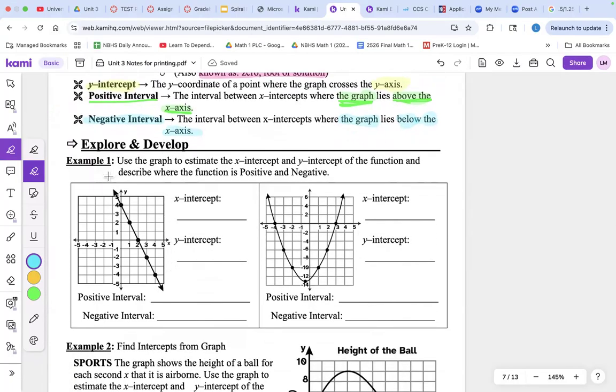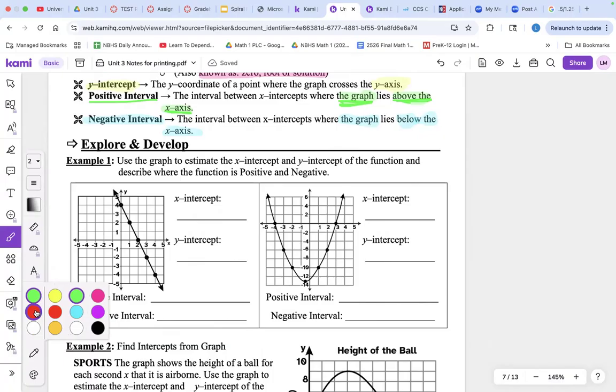All right, let's look at the graph. It says use the graph to estimate the x-intercept and y-intercept of the function and describe where your function is positive and negative. Let's look at the simplicity of it. The x-intercept, where does it cross your x-axis? This is your x. You can write that. You don't need me to write that, but I'll do this first one. We know our x-intercept crosses here at 2, so our x-intercept is going to be 2, and we're going to use a list 0.